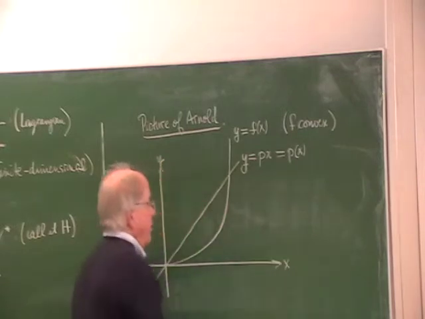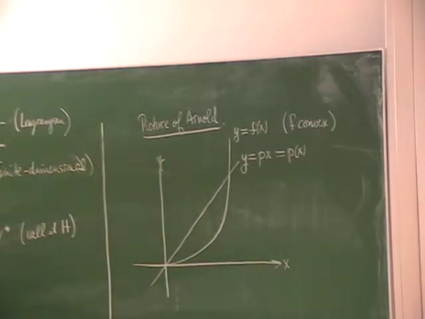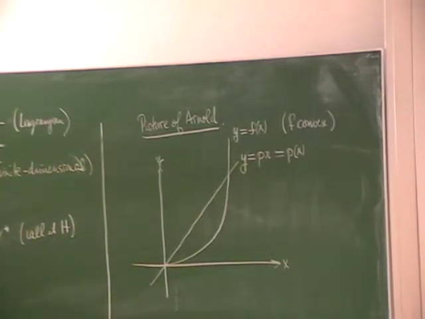Of course, I would like it to be smooth and so on. So in the one variable situation, convex means its derivative is what? Positive, I think. The second derivative is positive. Right? That's what convex means, second derivative.